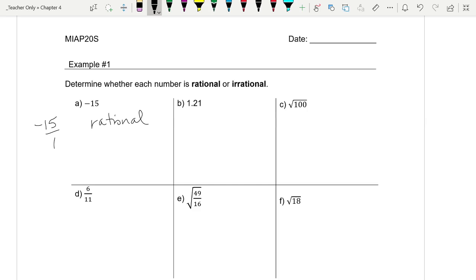Now, can I make 1.21 into a fraction? Well, it's a terminating decimal, so that makes it 1 and 21 hundredths, which would make it 121 hundredths. That looks like a fraction to me, so it's rational. Now, how about the square root of 100? Well, the square root of 100 is 10, and by the same rules as A, 10 over 1 is a fraction, therefore it is rational. Six elevenths, it's already a fraction. Rational.